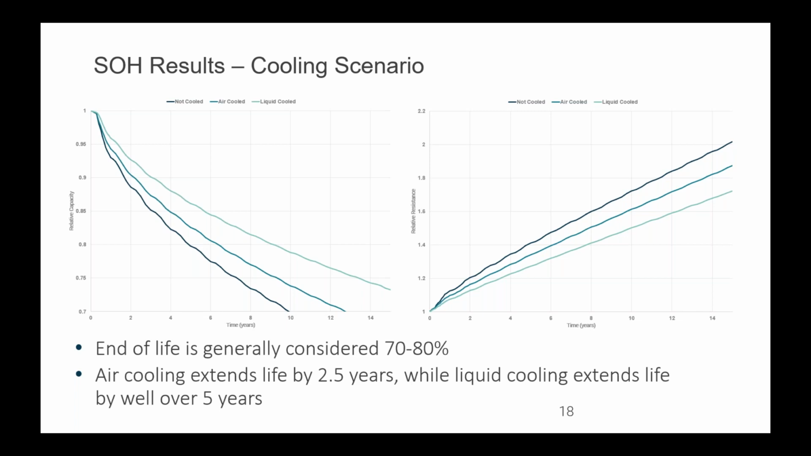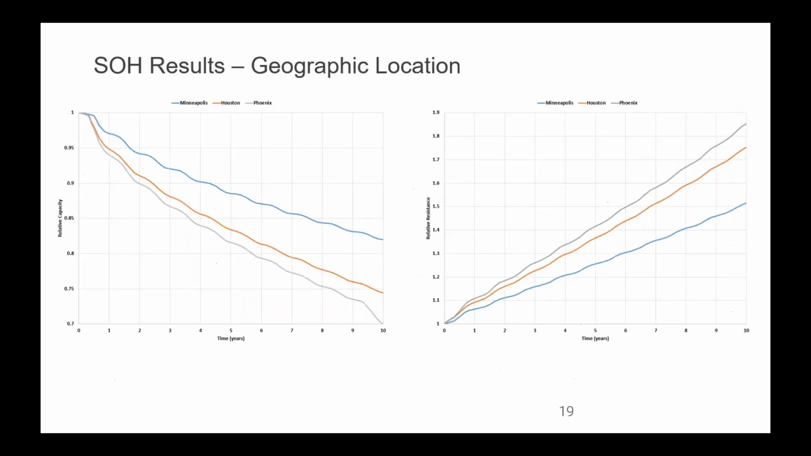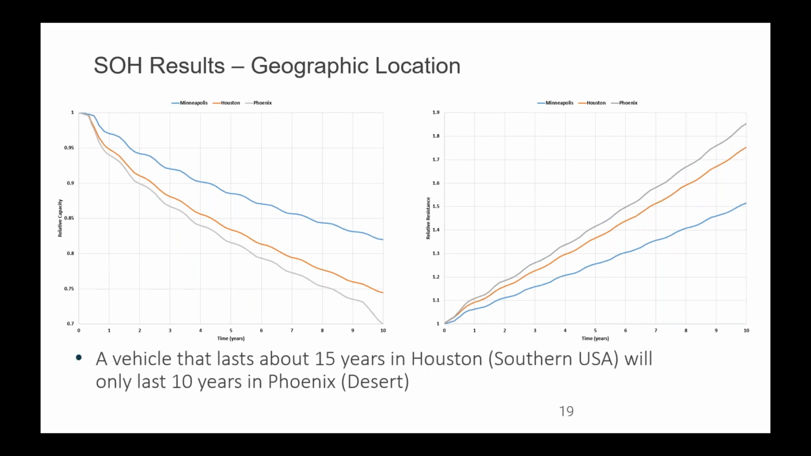And you can also see the resistance increase, which is important when we're talking about the amount of power that's available. You can see here the resistance just about doubles over the lifetime of this pack. So when you're talking about the power output, higher resistance is going to mean lower power. It's also going to mean more heat generation. So there's some important things to consider with that as well. And then we can look at the results of geographic location. Hotter environments have higher degradation.